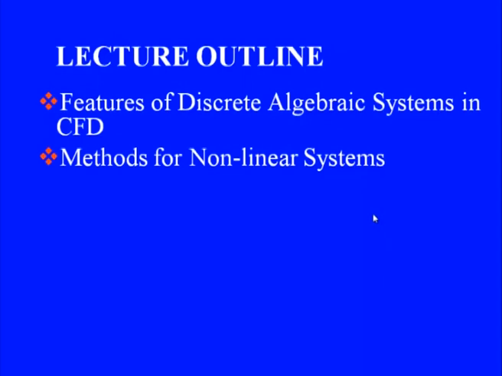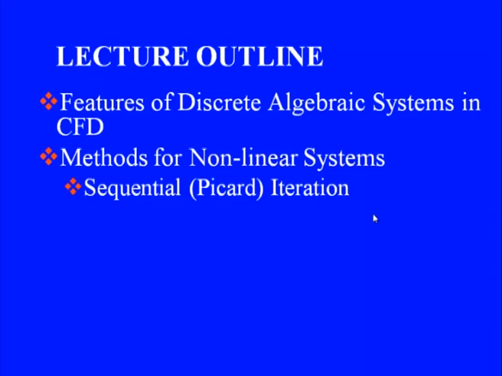So, today's lecture is a bit more general. We will have a look at the generic features of discrete algebraic systems which we obtain in CFD applications, and thereafter we will very briefly touch upon the methods for nonlinear systems. In particular, we will derive or discuss what we call sequential iteration, also referred to as Picard iteration, and the Newton-Raphson method. Okay, now let us have a look at the basic features of discrete algebraic systems which we get in CFD analysis.